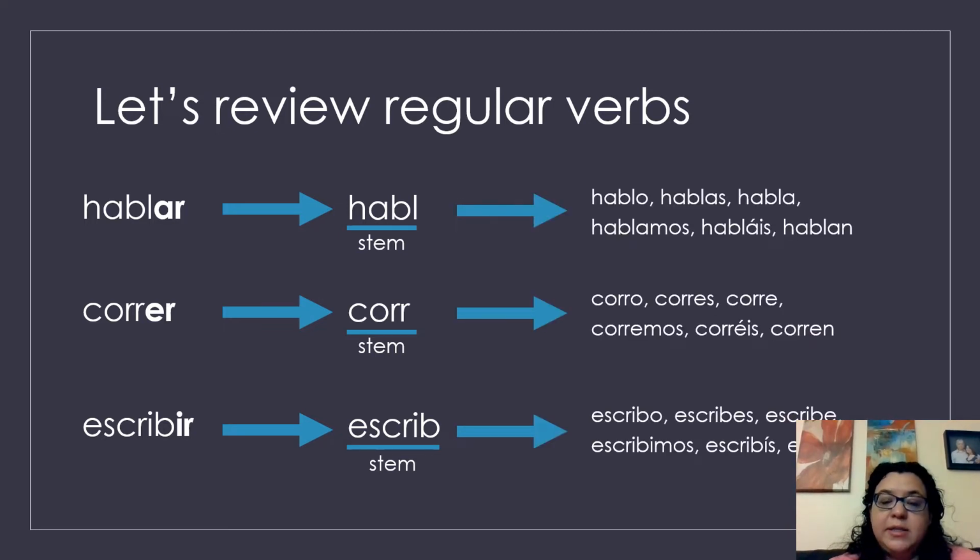When we conjugate, the stem stays the same and we just have hablo, hablas, habla, hablamos, habláis, hablan, corro, corres, corre, corremos, corréis, corren, etc. So this is how we do regular verbs.